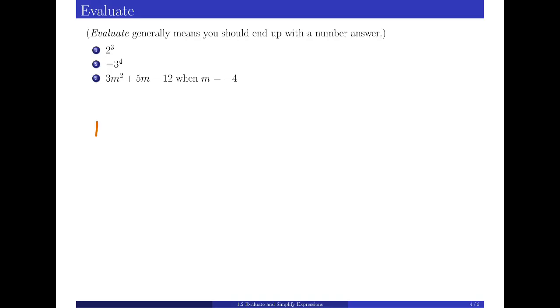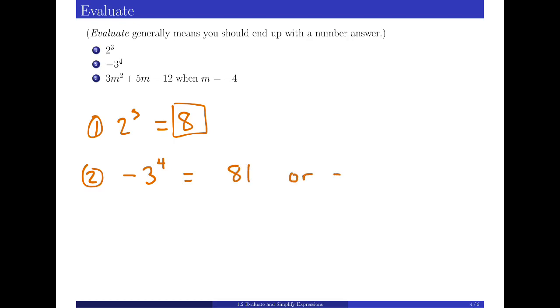So if we want to evaluate the first one, which is 2 to the third, well, that's just 2 times 2 times 2, which is 8. So when we evaluate this, we get 8. Second one I threw in here to be a little bit tricky. -3 to the fourth. So 3 to the fourth is 3 times 3 times 3 times 3. That's 9 times 9. 9 times 9 is 81. So is this 81, or is it a -81? Take a second to think about it. This would be a -81.